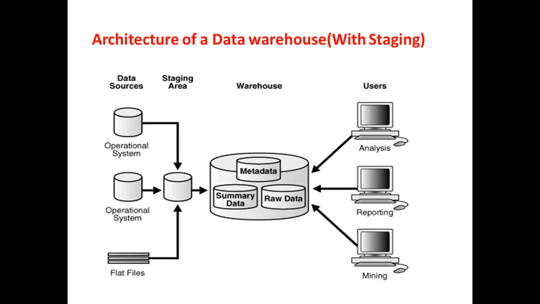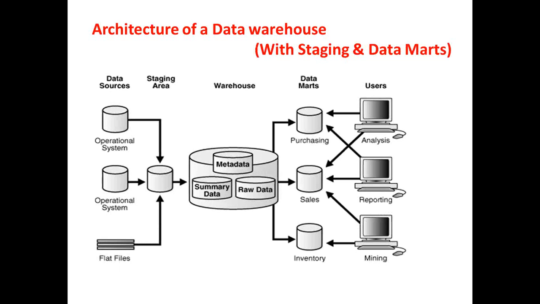Okay. Coming to the third type. There are basically three categories of architectures. This is one of the typical architectures of a data warehouse with staging and with data marts. Again, reading the data from the sources, we are now using a staging area to dump the data, and then reading the data from the staging area and loading it into the data warehouse.